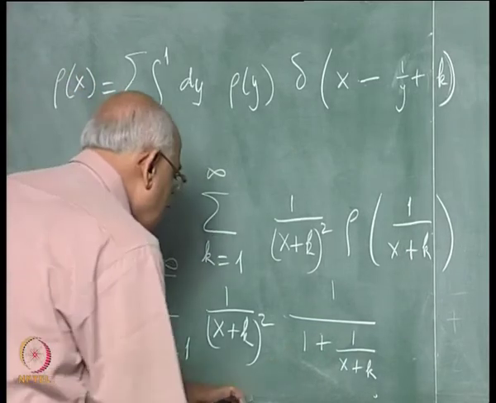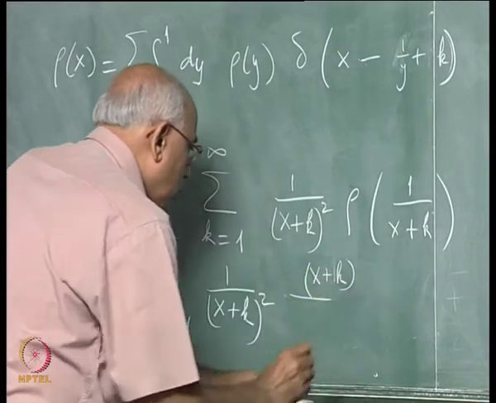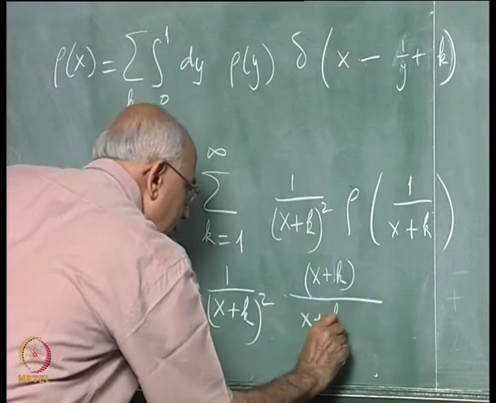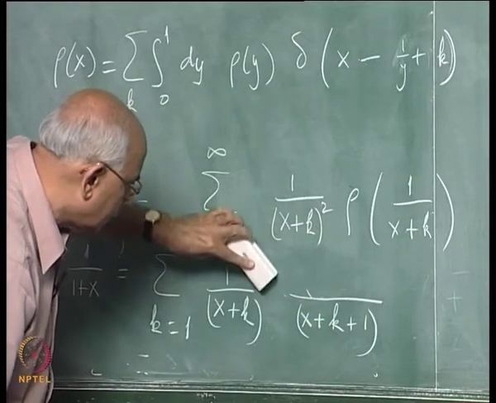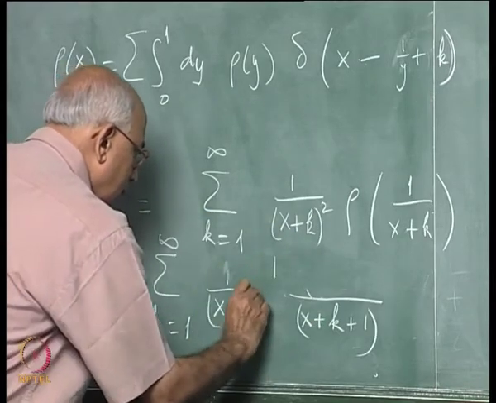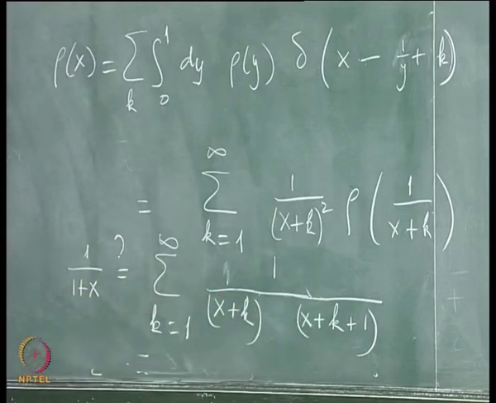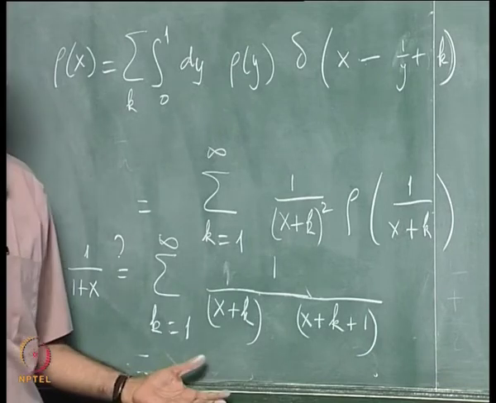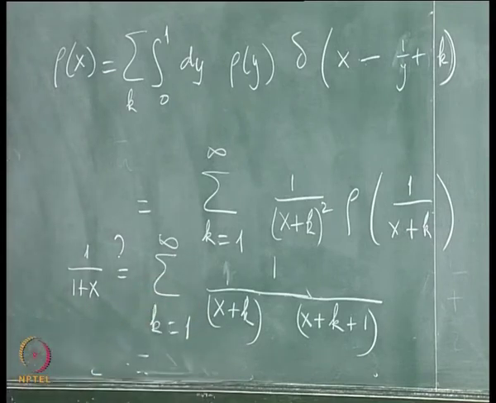So you can see that this becomes x plus k on top and this becomes x plus k plus 1. And one of these factors cancels. You get this, and that is a convergent sum because it is going like 1 over k squared, so it converges faster than 1 over k. So the question is, is this true? This is an easy sum. What do you do next?